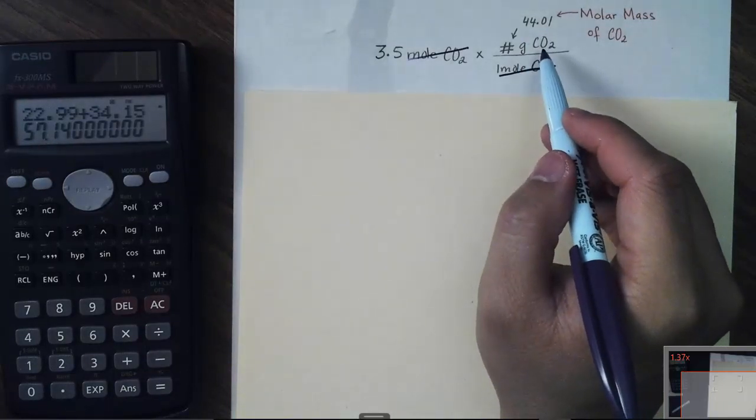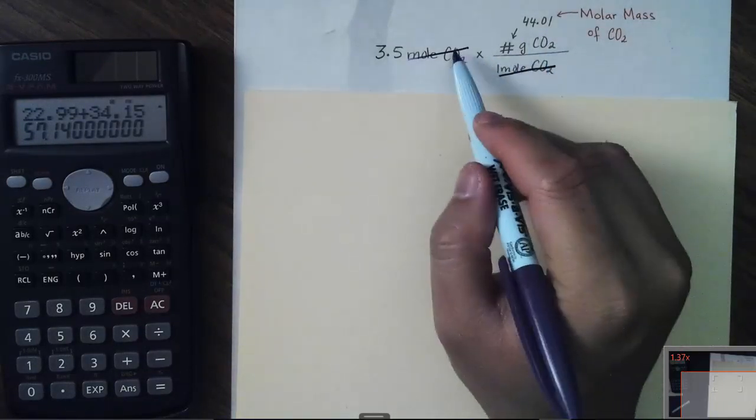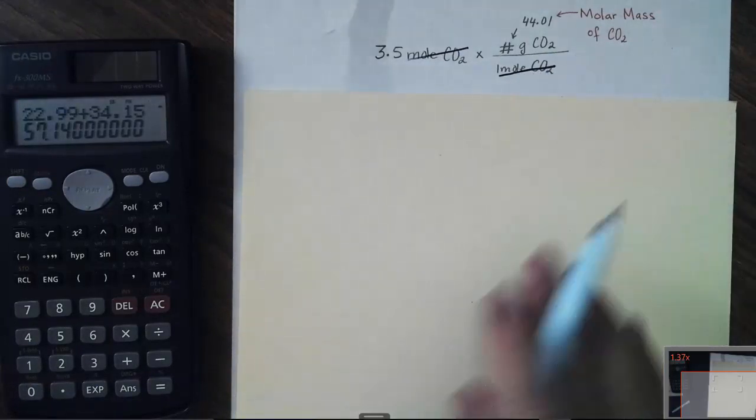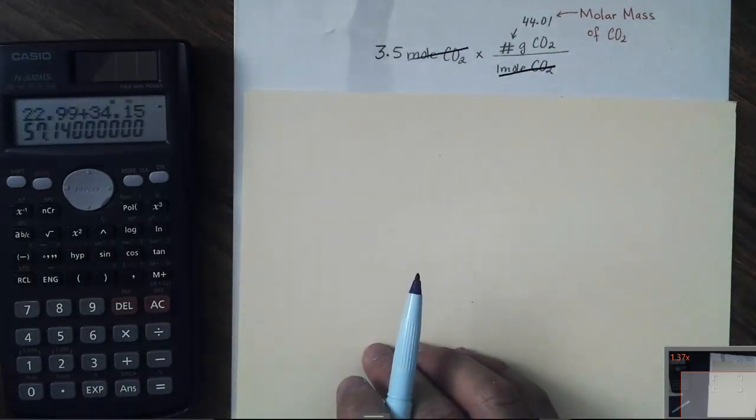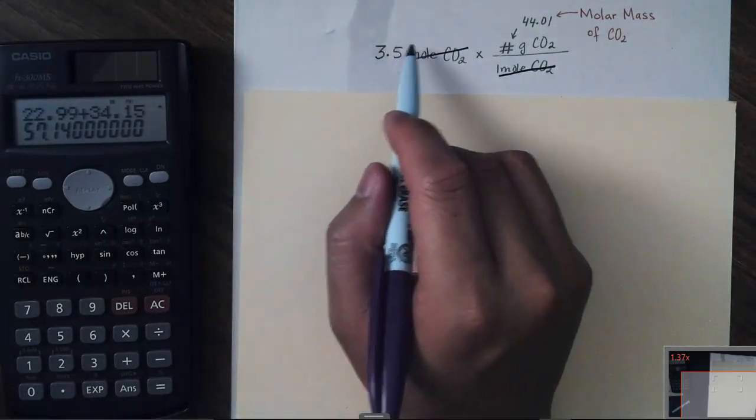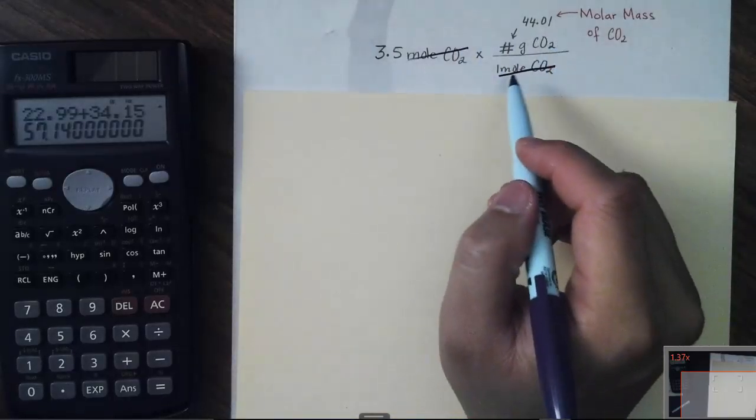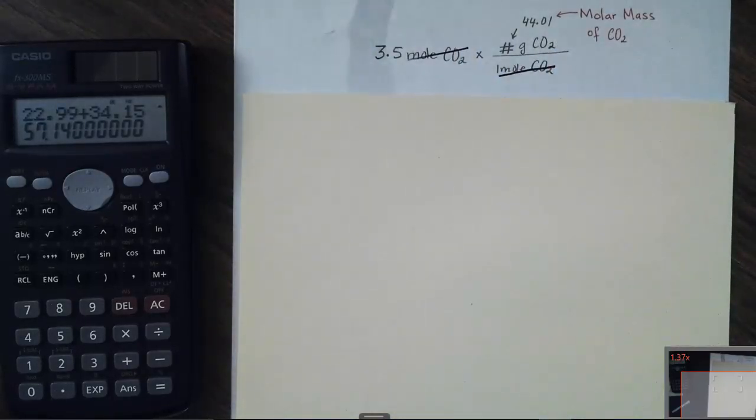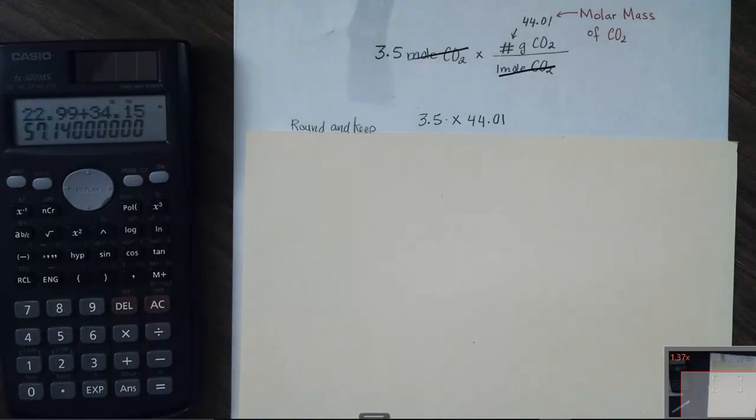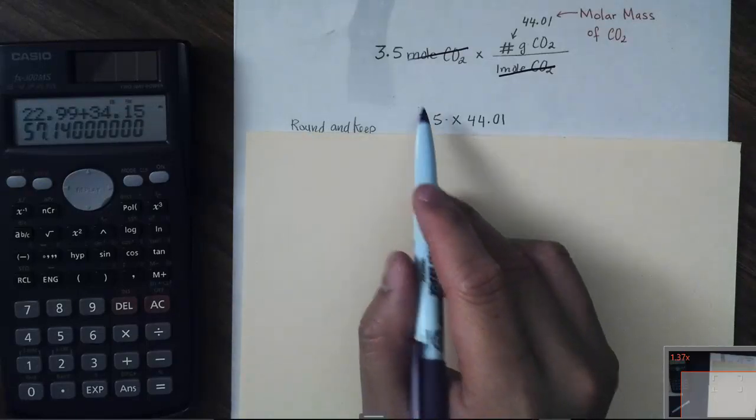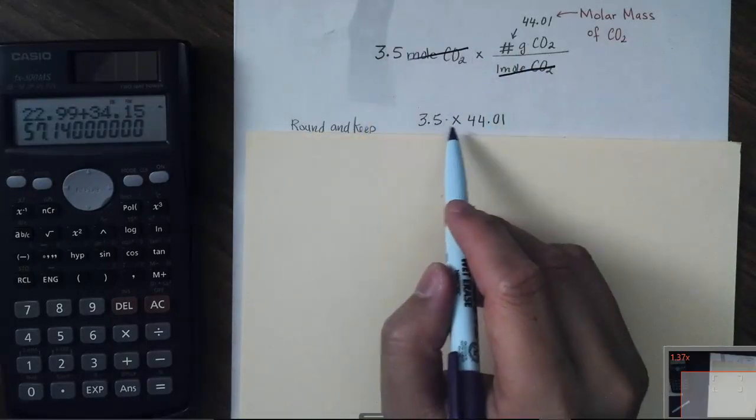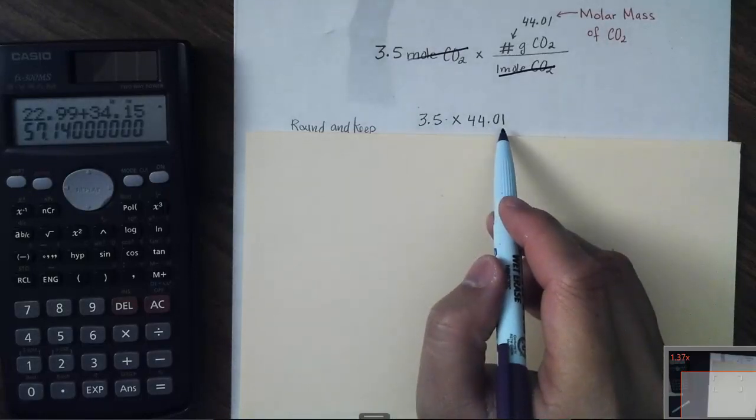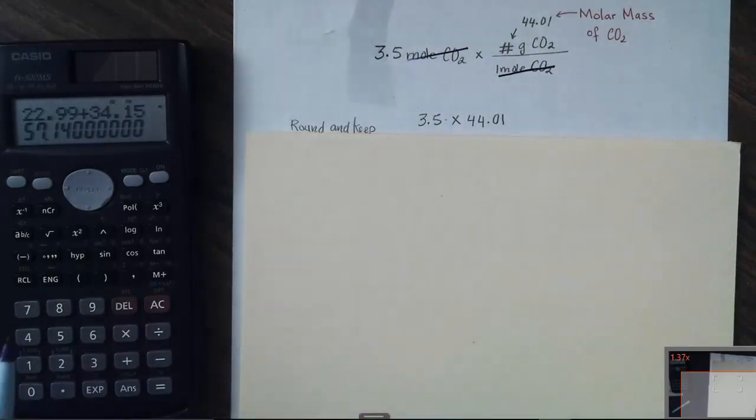But how would I plug this into the calculator once I simplify out the unit and the chemical? This is what you need to type in a calculator. You basically multiply everything on top and then divide by everything on the bottom. So how does that look? It could be as simple as this. I take all the numbers on top, 3.5 times 44.01, and I plug into the calculator.